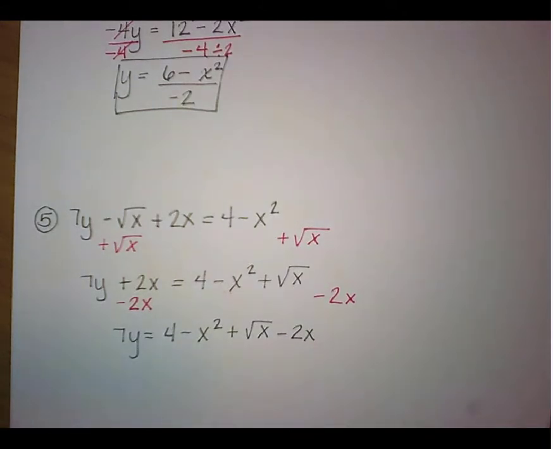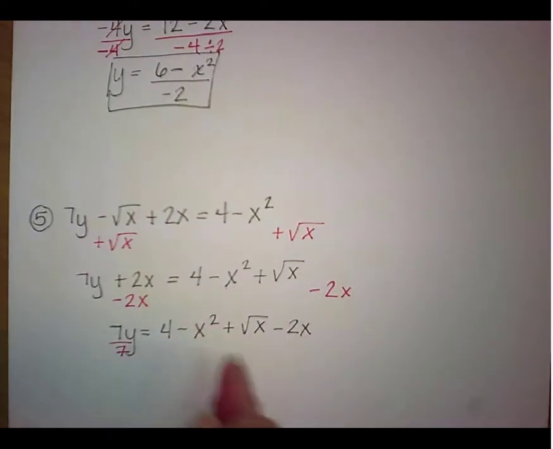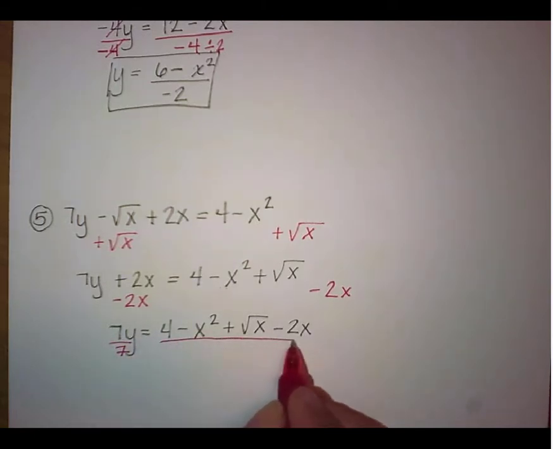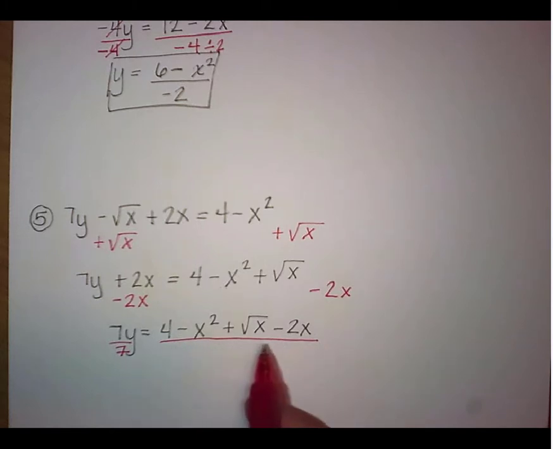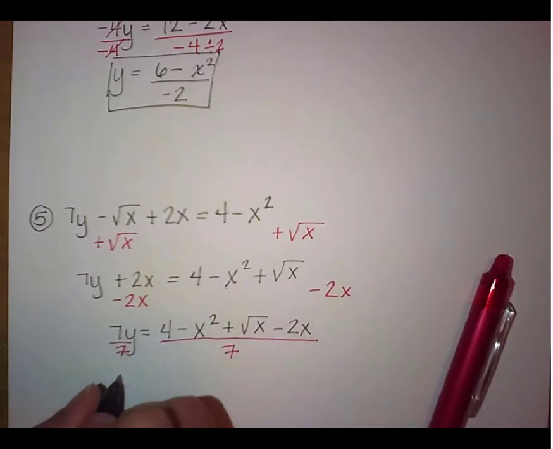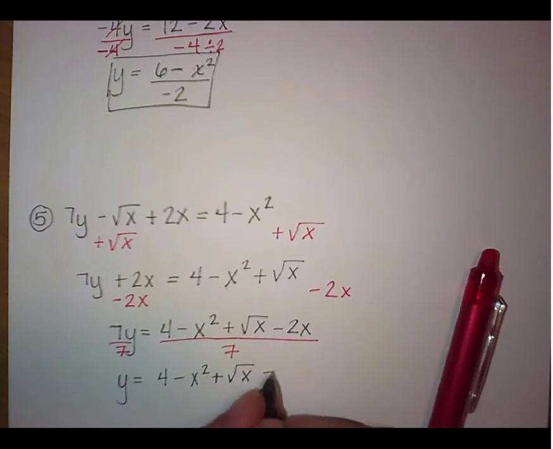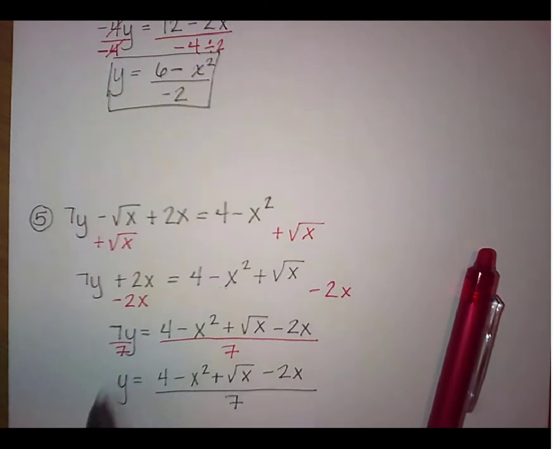We're almost done. We only have one more thing to do, and that is to divide by that 7 in front of that y. So we're going to do that small division over here, but on the right-hand side you need to make a big fraction. All 4 of those terms are being divided by 7, and we can't reduce that at all, so we're going to leave it in that big fraction. We're going to say y equals 4 minus x squared plus the square root of x minus 2x, all divided by 7. And this would be our answer for that particular problem.